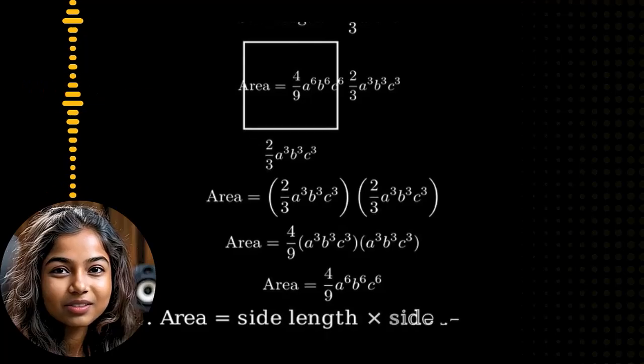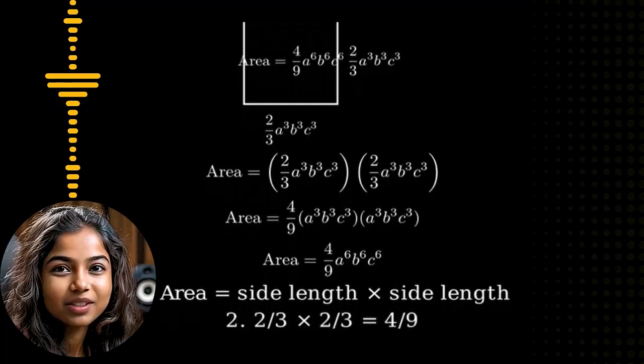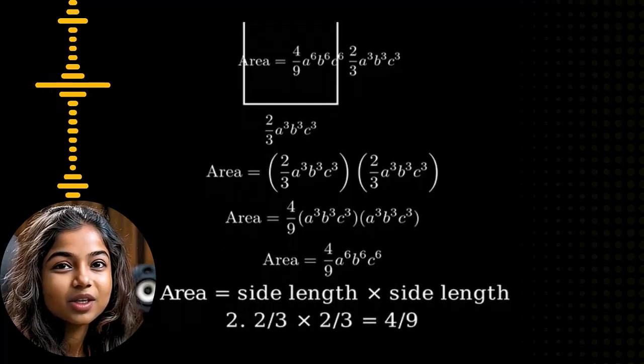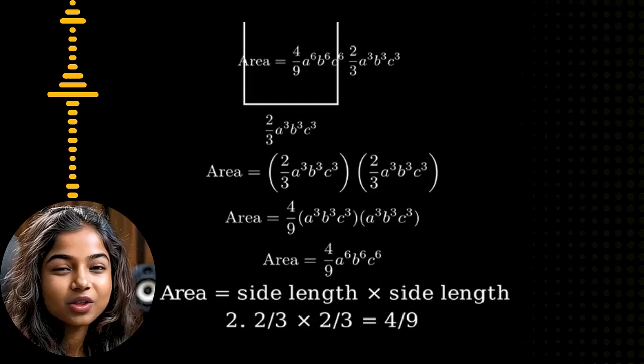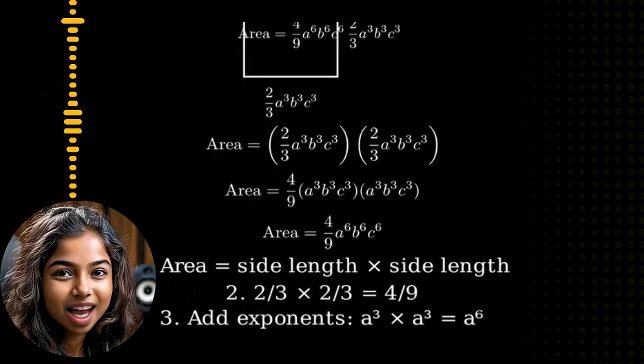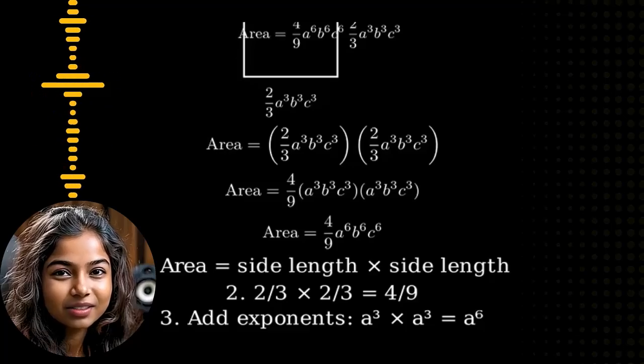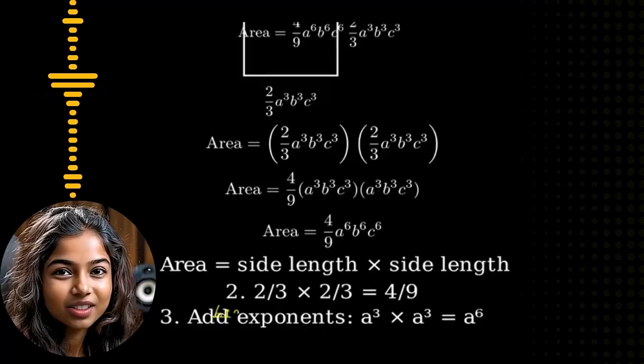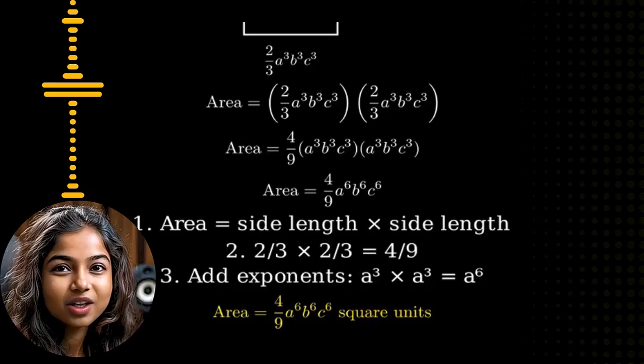Let's summarize what we did. First, we recognized that to find the area of a square, we need to multiply the side length by itself. Then, we multiply the fractions. 2/3 times 2/3 equals 4/9. Finally, we added the exponents of like variables. 3 plus 3 equals 6 for each variable. Therefore, the area of the square is 4/9 a to the 6th b to the 6th c to the 6th square units.